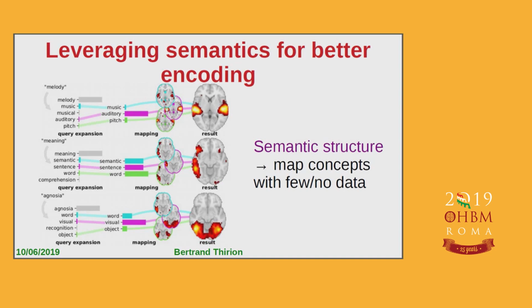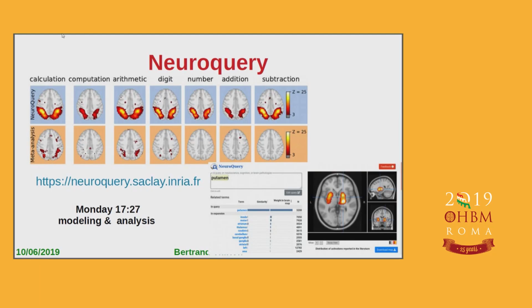But you know that melody is related to music, musical, auditory, and pitch, and these terms are well represented in our data. And with this, we can combine the corresponding images to guess what would be a reasonable correlate for melody. Same thing for meaning or agnosia. We can leverage this kind of semantic structure to guess the good representation for some terms. And here is an example on concepts related to numbers and computation, where we can do a reasonable job with this semantic imputation, while classical coordinate-based meta-analysis does not really succeed in encoding these terms.